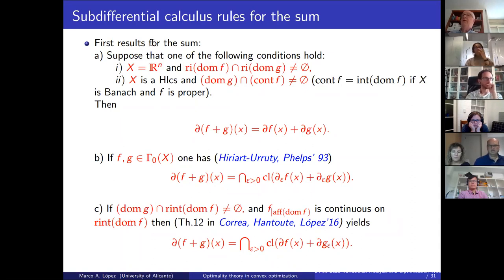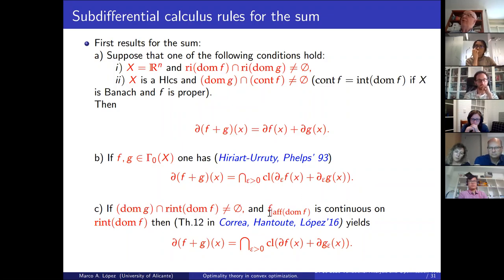The functions involved here don't have any requirement, not even convexity, but here F and G are also of the family Gamma-naught: they are lower semicontinuous and proper. I have this Hiriart-Urruty first formula, which covers the case in which the exact subdifferentials can be empty. There are very simple, beautiful examples in which the other formula does not apply because these sets are empty, but this formula applies. And we proved this result in this paper with Correa and Hantoute. When the effective domain of G overlaps the relative interior of the effective domain of the other function, this function is Attouch-Brezis qualified.